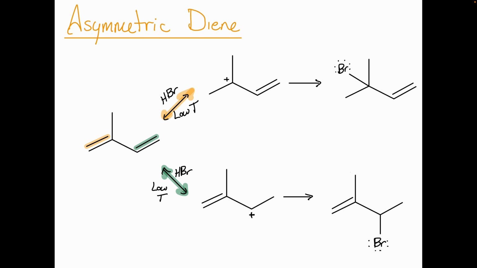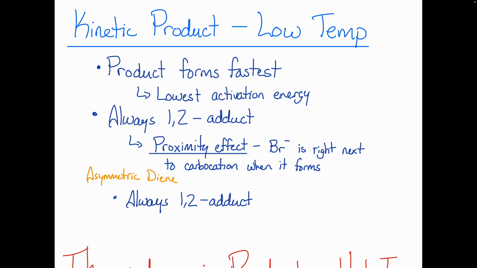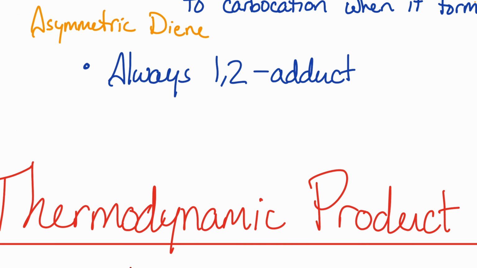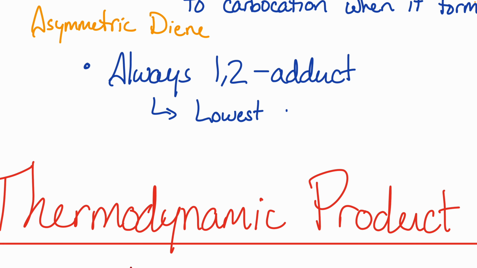All right, well, remember, we said that our low temperature product is the product that forms the fastest, meaning it has the lowest activation energy. All right, so always the 1,2 adduct, we need the lowest activation energy.